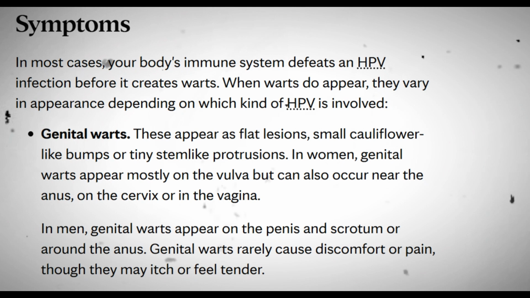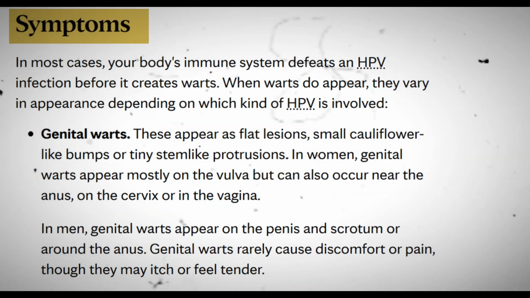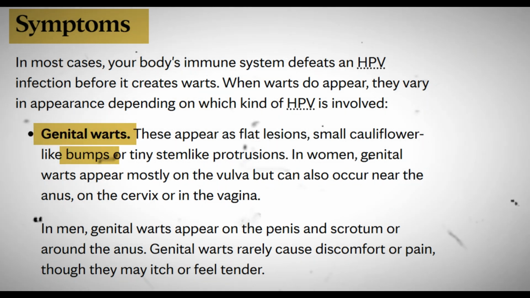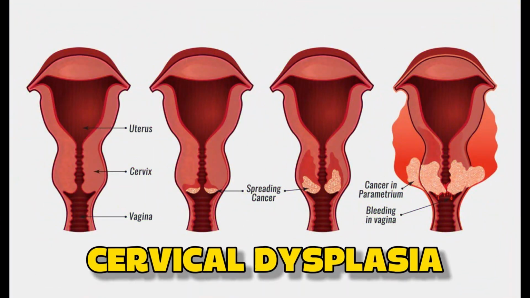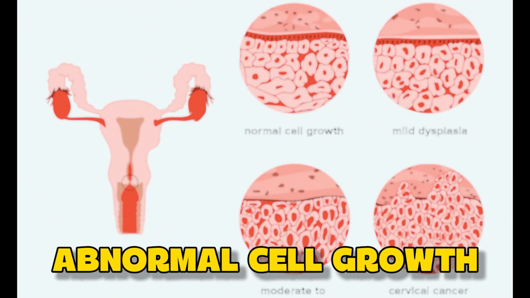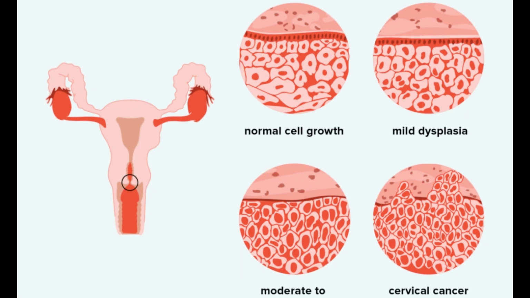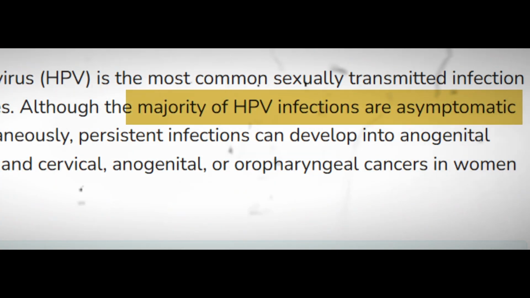Human papillomavirus can present with a range of symptoms and complications. The common symptoms include genital warts, which are small growths or bumps on the genital or anal areas. Symptoms also include cervical dysplasia, which refers to abnormal cell growth on the cervix. HPV can also be asymptomatic. This nature can make it challenging to detect and prevent the spread of the virus without regular medical checkups.